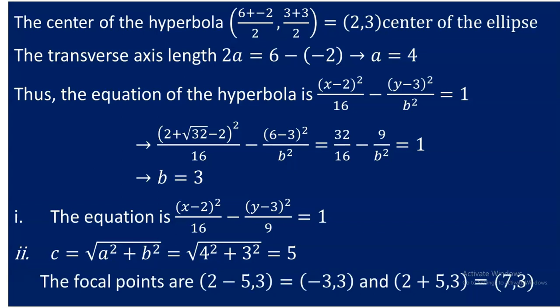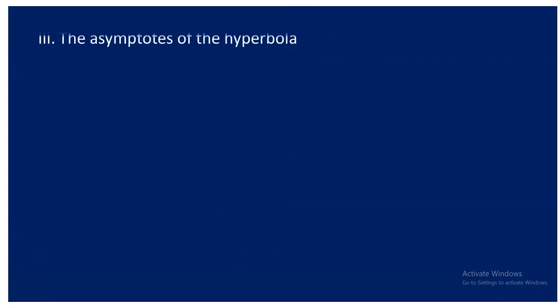So the focal points of the hyperbola are obtained to be (minus 3, 3) and (7, 3), because we are having here (2 minus 5, comma 3) and also (2 plus 5, comma 3). We are simply adding 5 onto 2 and subtracting 5 from 2, and this gives 2 minus 5 comma 3, which actually is minus 3 comma 3, and 2 plus 5 comma 3, which actually is 7, 3. Okay, so we have these results. This is the one that you need to know.